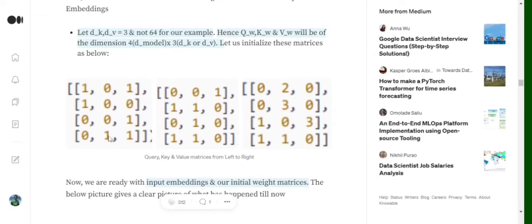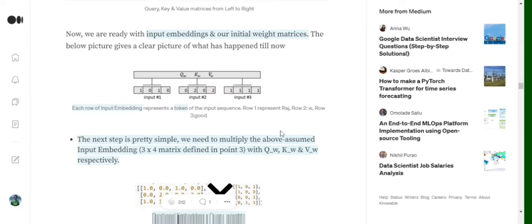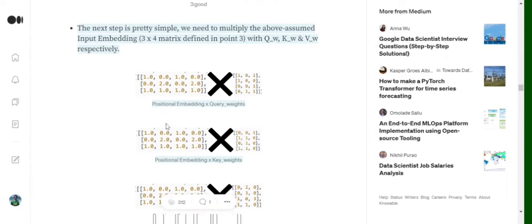So these are the weights that we are getting: query, key and value matrices from left and right. So this is query, this is key and this is value matrix, right? These are query weights, key weights and value weights. Let's get started. So assume that after passing the embedding layer, we have got these three embeddings for the three tokens, and now we are feeding them into the attention layer.